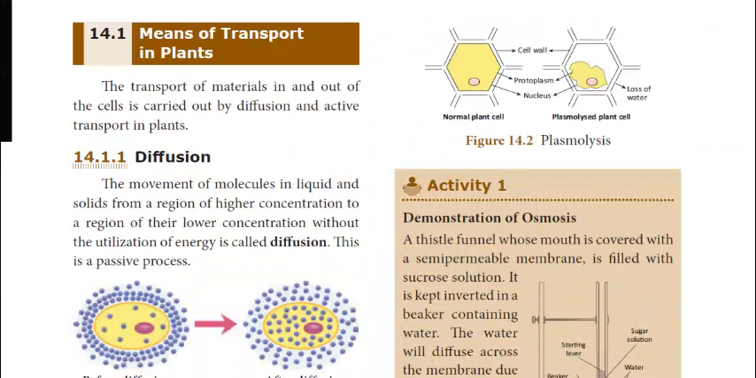Now we will come to the actual content of the lesson, means of transport in plants. Transport of material in and out of the cell is carried out by diffusion and active transport in plants. Diffusion, you would have heard in your early classes. What is diffusion? We will study it now. Diffusion and active transport are the two important processes taking place in plants to transport a material from one place to another or in and around the cell.